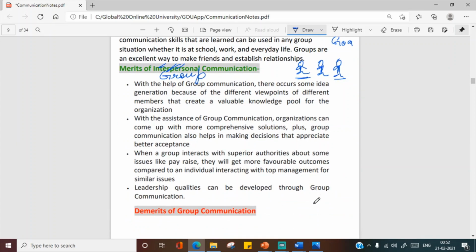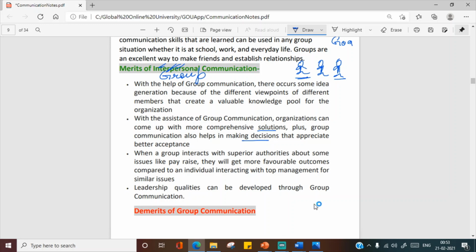With the assistance of group communication, organizations come up with more comprehensive solutions. Okay, they come up with better solutions to a problem. It helps in decision making. When a group interacts with superior authorities about some issues like pay, they will get more favorable outcomes. Instead of one person approaching the senior about the salary issue or the raise that they want, if people go in a group, it tends to have more impact on the senior.